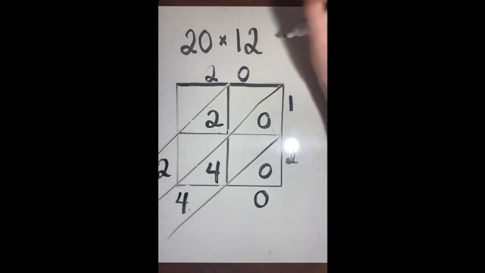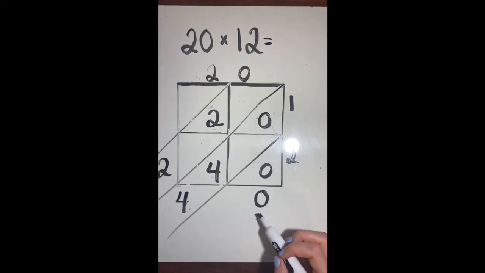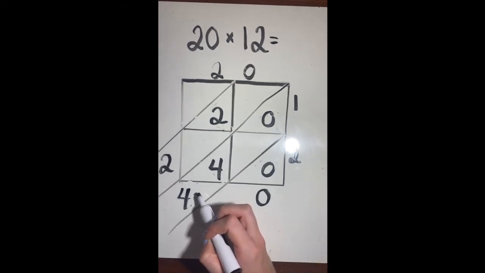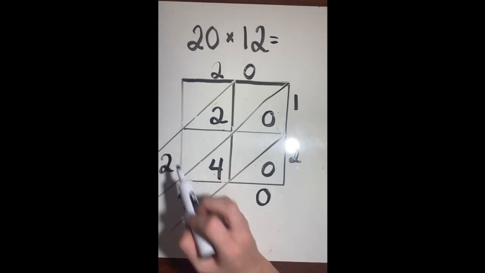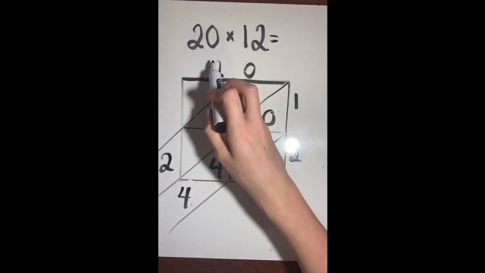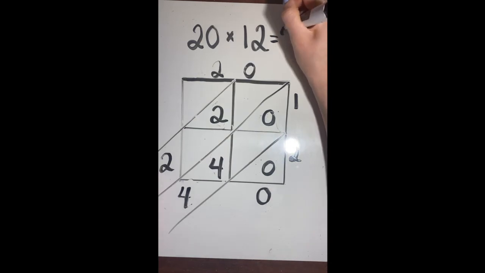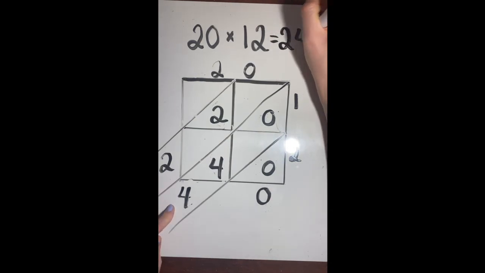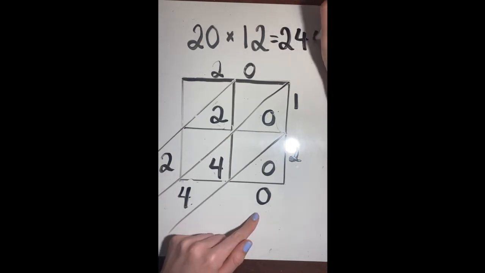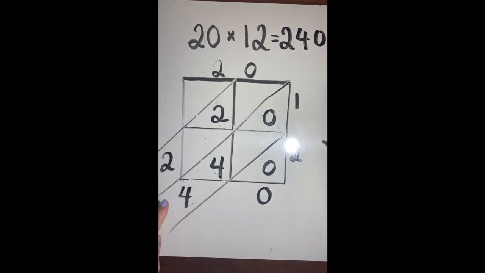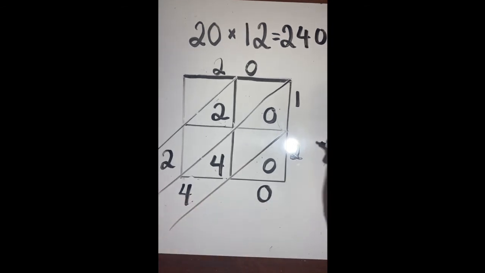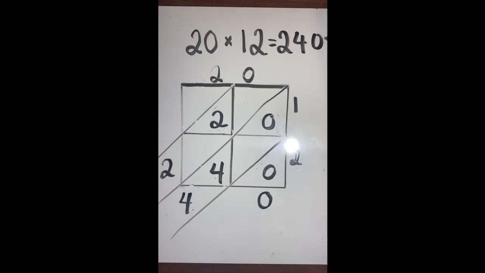Now we have to put all these individual numbers together to make our final product. Remember I said this was our ones place, so this means that this is our tens place and this is our hundreds place. So our answer to 20 times 12 is 240, because we have 2 hundreds, 4 tens, and 0 ones. So our answer is 240.